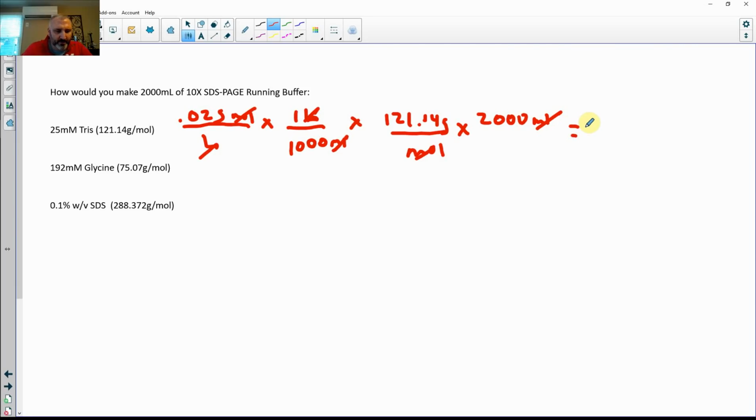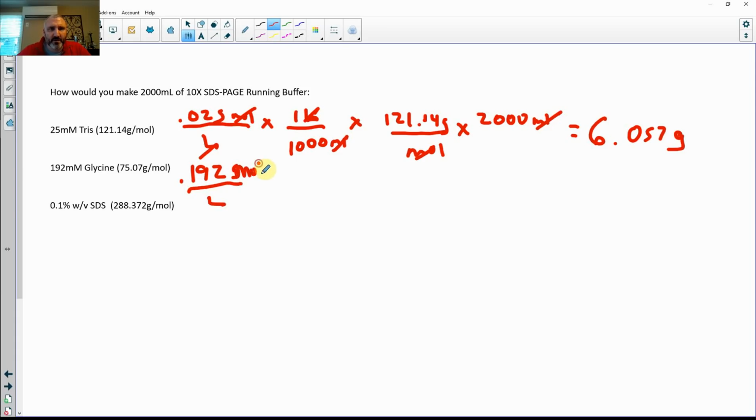Now we just do the math. 0.025 times 121.14 times 2,000 divided by 1,000. That is going to be 6.057 grams of Tris. And then the next piece is going to be 0.192 grams per liter.